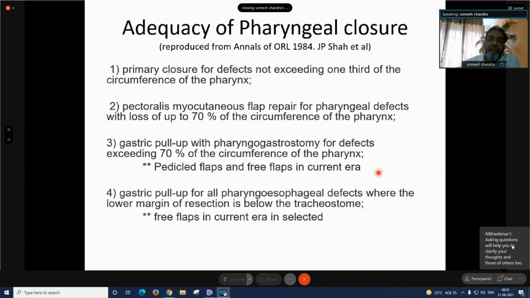So, jejunal, and in some cases maybe a radial forearm flap. Radial forearm, because it has skin, tends to cause strictures at the mucocutaneous junction. And for all pharyngoesophageal defects, once you have cut across the esophagus, you need to replace the esophagus. Free flaps are good if the cut in the esophagus is not below the tracheostoma. Otherwise, you need to do a gastric pull-up.